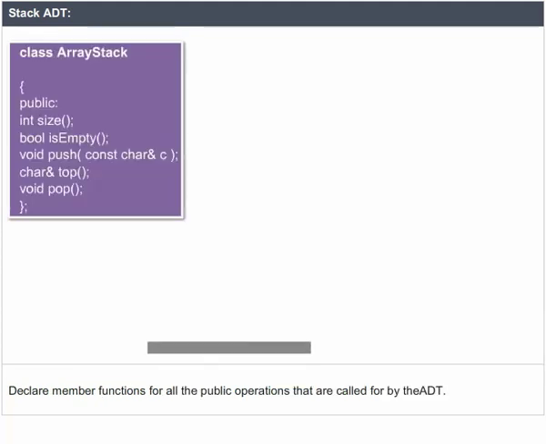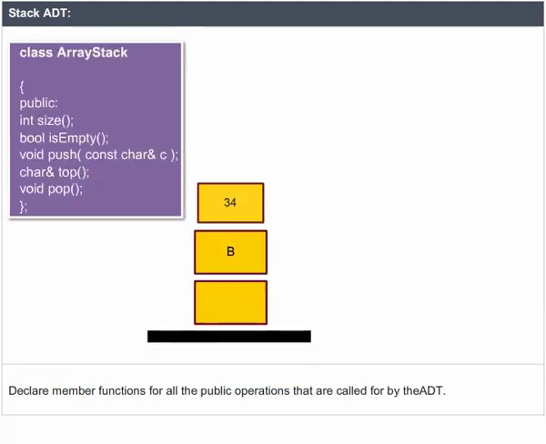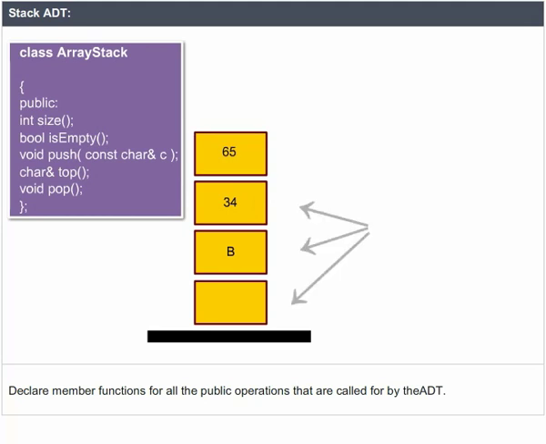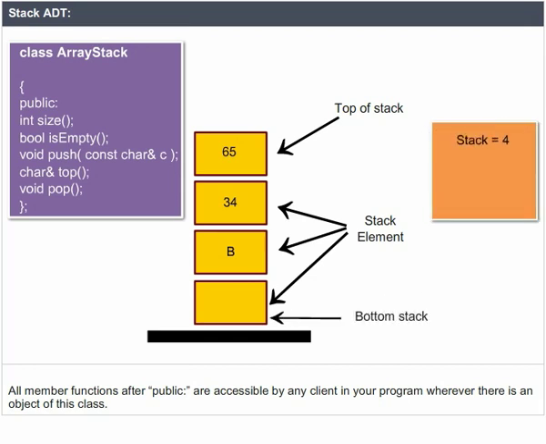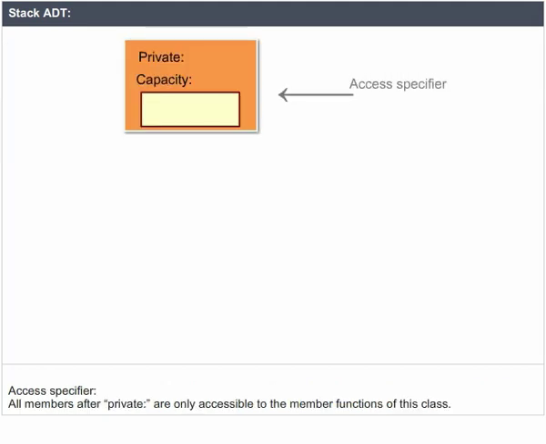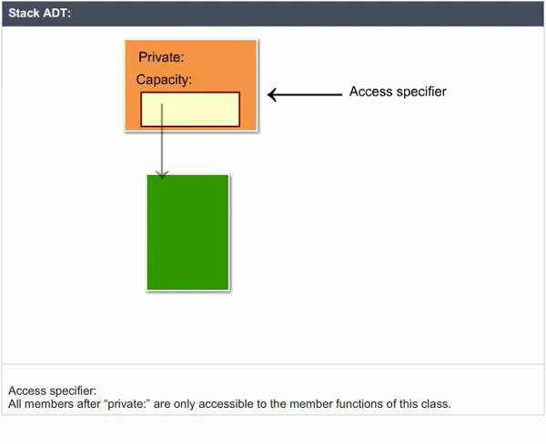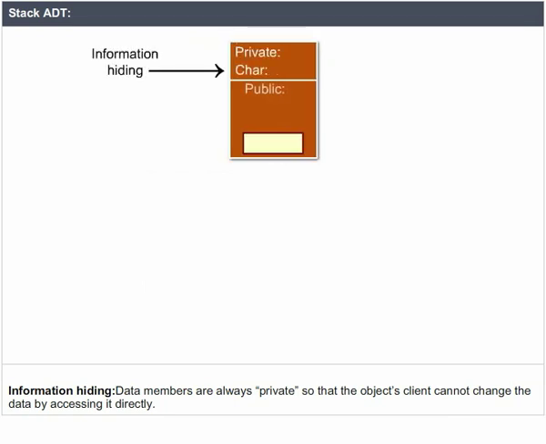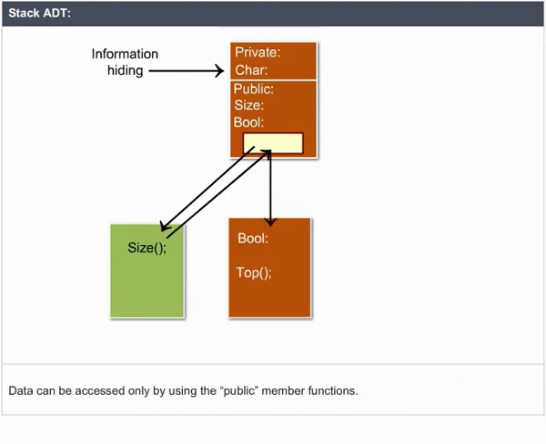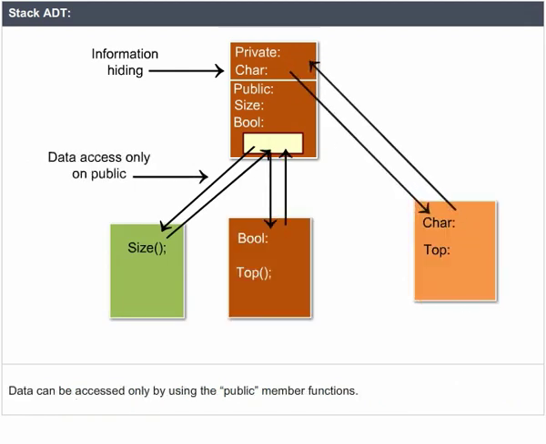Declare member functions for all the public operations that are called for by the ADT. All members after public are accessible by any client in your program wherever there is an object of this class. Access specifier. All members after private are only accessible to the member functions of this class. Information hiding. Data members are always private, so that the object's client cannot change the data directly. Data can be accessed only by using the public member functions.